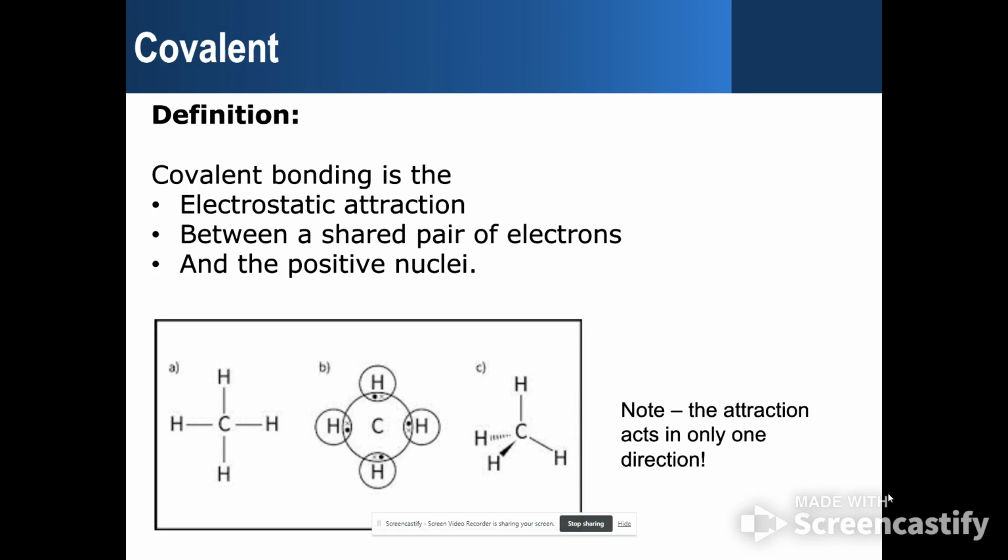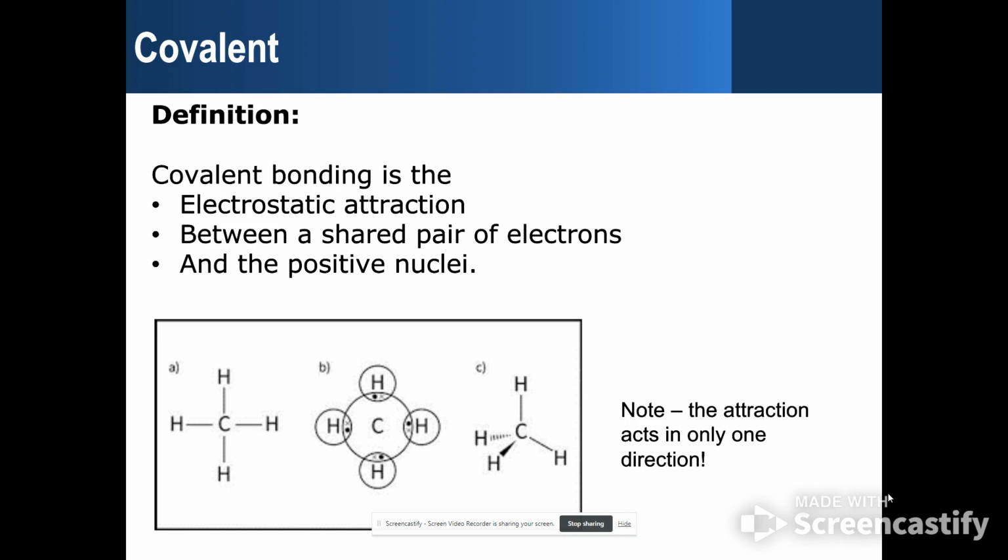Covalent bonds have a definition different from what you learned at GCSE. At GCSE, a shared pair of electrons was enough to say, but now we need to say what the electrostatic attraction is between. So the electrostatic attraction is between a shared pair of electrons and the positive nuclei.